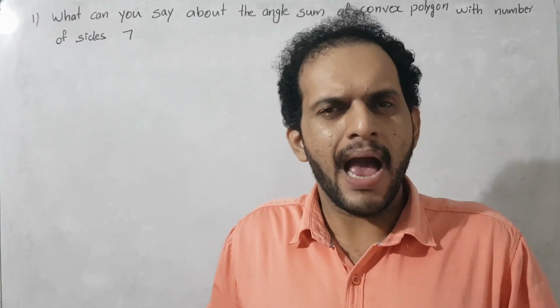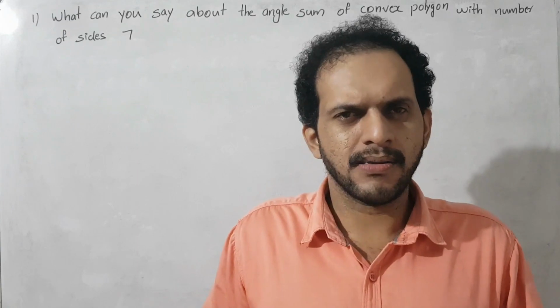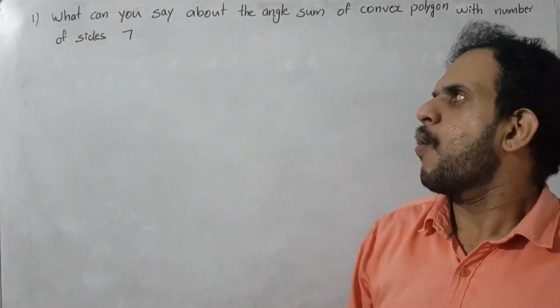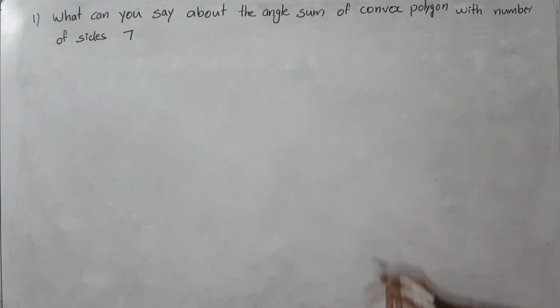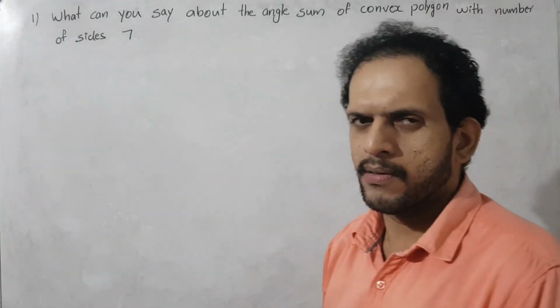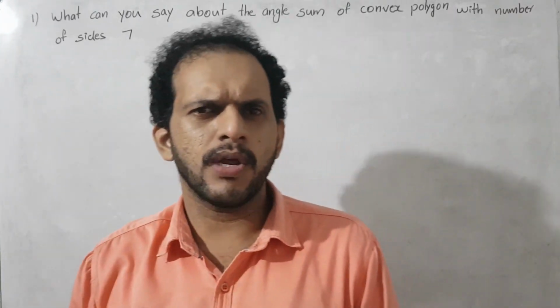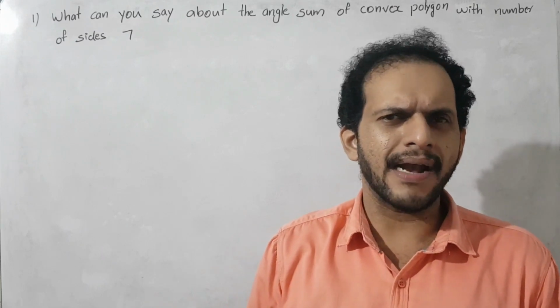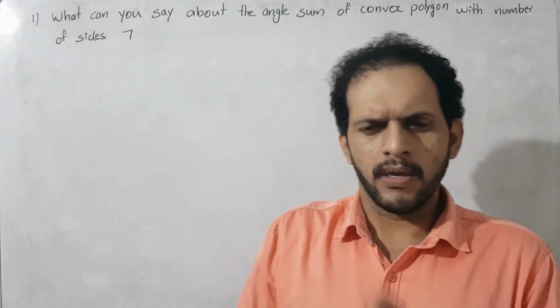So next we apply these ideas. The application of the idea. The first question is like this: what can you say about the angle sum of a convex polygon with the number of sides 7? The question is direct. Here we need to find the angle sum of a polygon with the number of sides equal to 7.